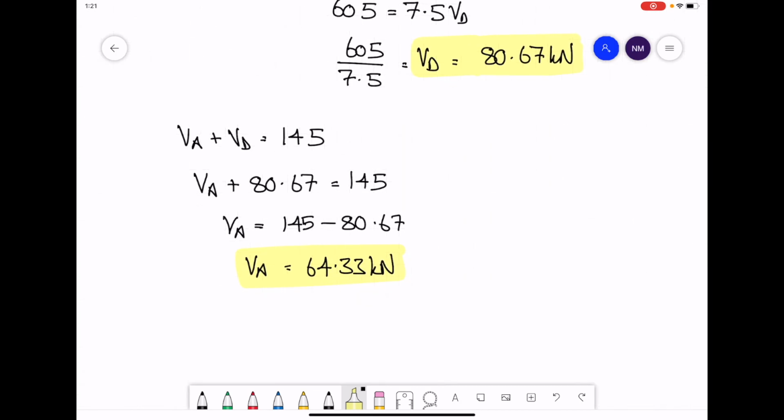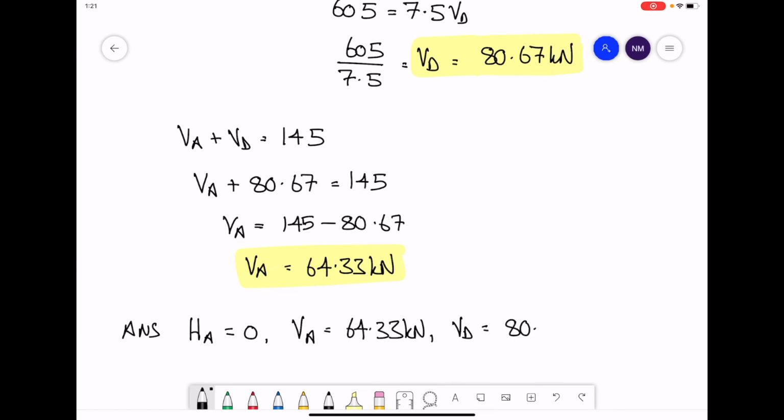So our answers in this case: HA is a value of 0, VA is equal to 64.33 kilonewtons, VD 80.67 kilonewtons.